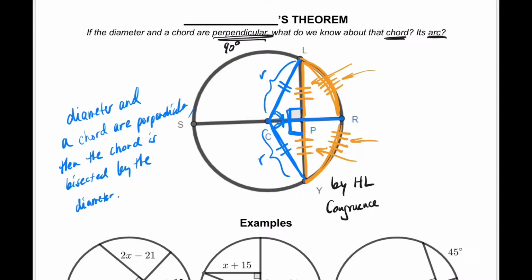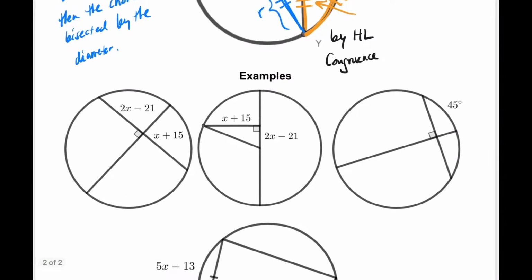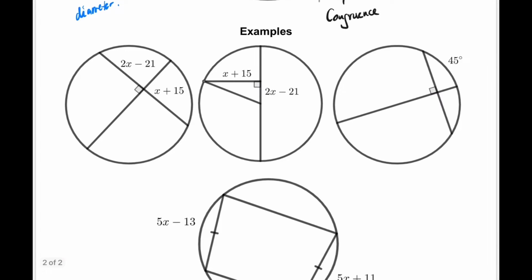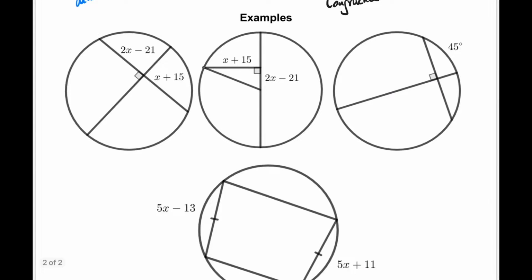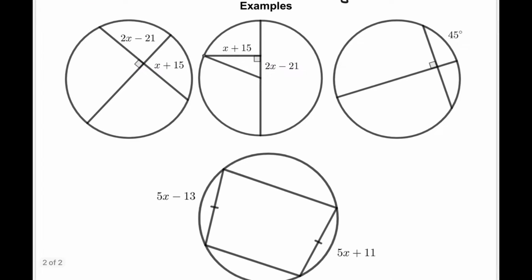Look at that. Now, a couple of examples really quickly, and then we'll be done. This is our last thing for today. Check this out. What do we know about these guys? This is 90 degrees. So the theorem we just said says that these guys are congruent. These lines here are congruent.